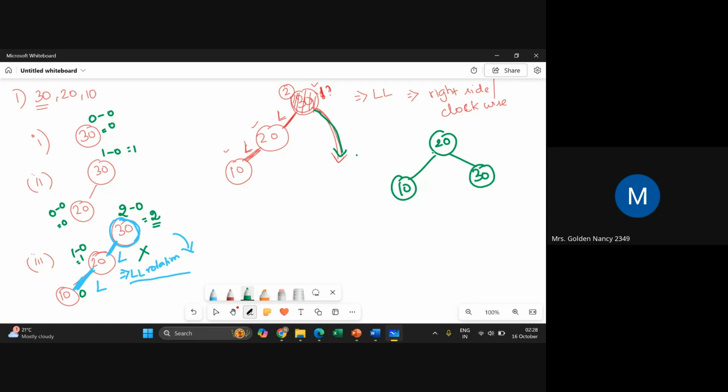Now check the balance factor again. This is 0, this is 0, because there is no left subtree or right subtree. Here also no left subtree or right subtree. What is the balance factor of this node? Left subtree you have one node, right subtree you have one node, 1 minus 1 is 0. So the balance factors are minus 1, 0, and 1. So 0 is in the set, and your tree is a proper binary search tree, an AVL tree. So this is your LL rotation.